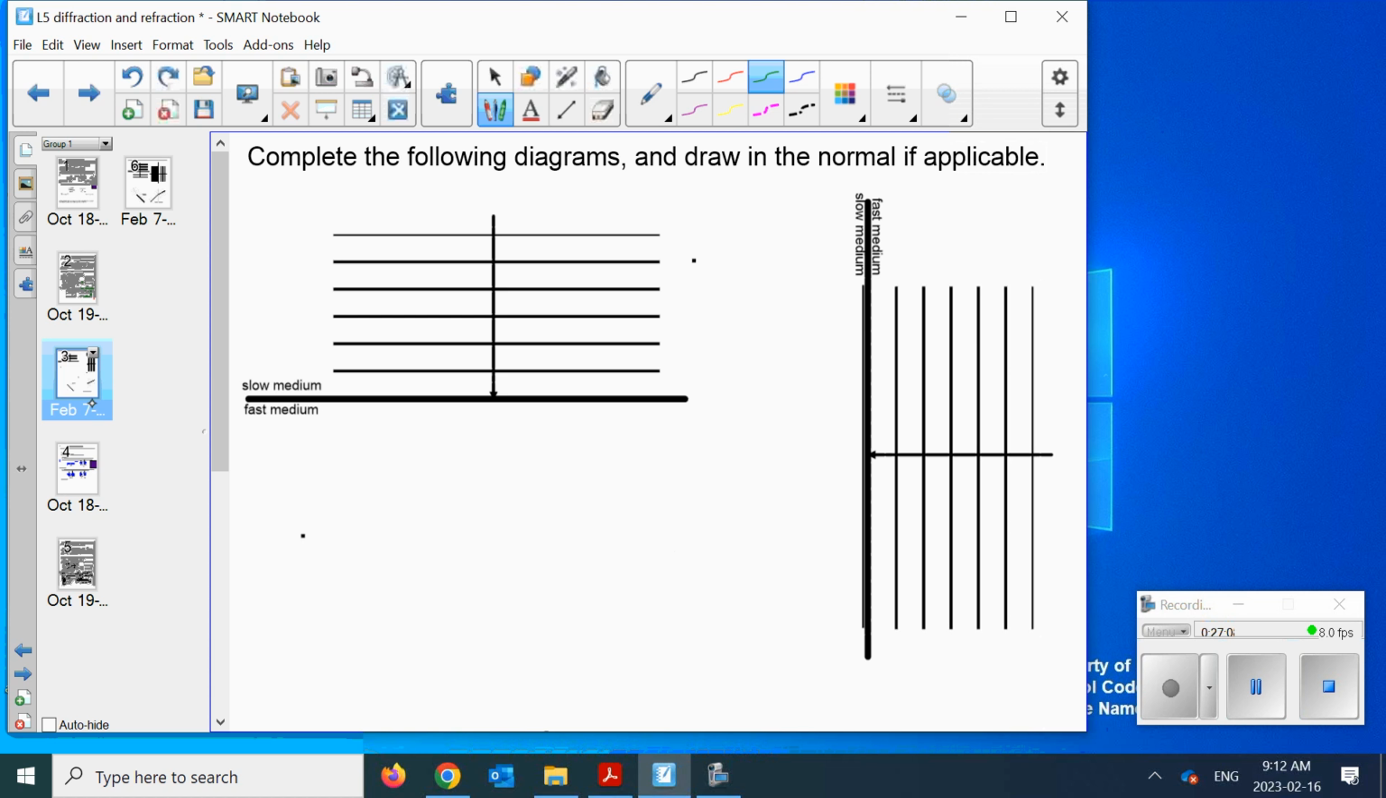Complete the following diagrams, drawing the normal, if applicable. A normal is not needed if waves are coming into the barrier straight on. Because I'm going to draw it in and disappear. The normal would be this. So we don't need a normal. There's no angle. But I want to point something out before we get into it.